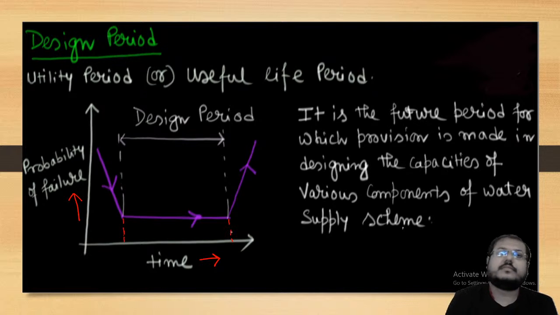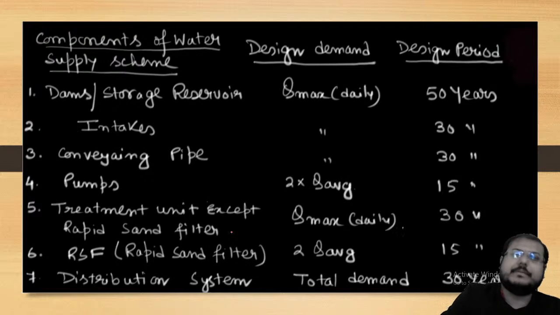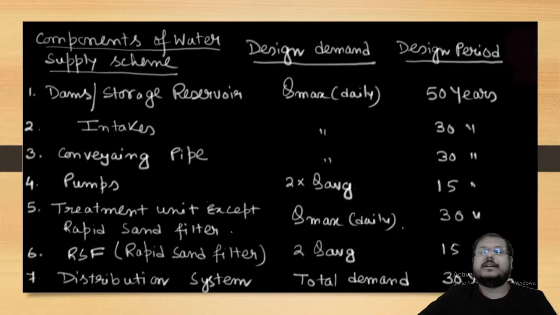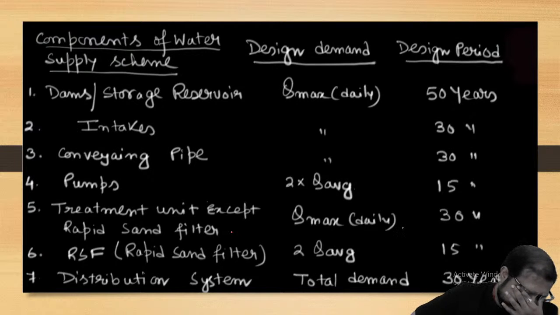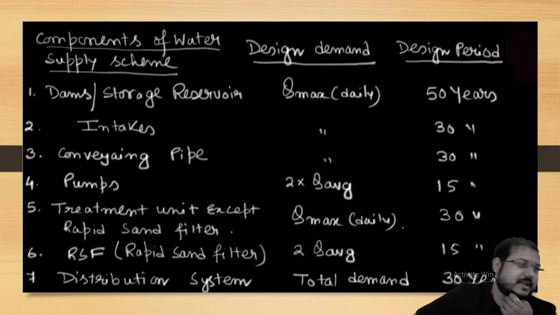Now, we need to go for a table. That table defines the different components of a water supply scheme, their design demand, because not all components are designed for the same demand, and the design period for which they are designed.